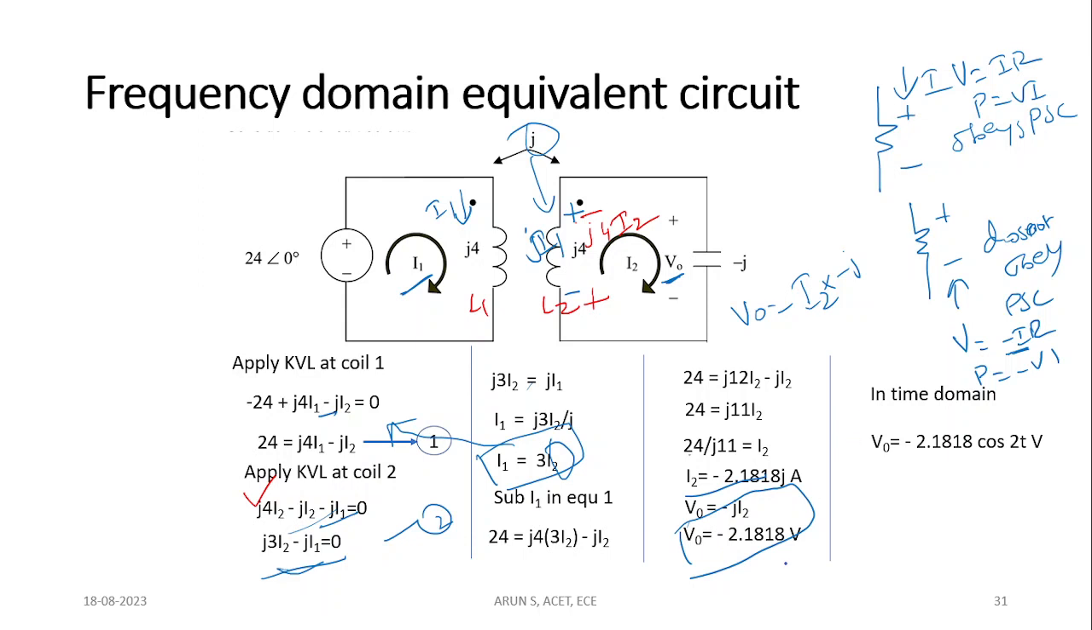In the time domain, I can write minus 2.1818 cos 2t, because the angle is 0 here. I didn't get any angle. It is written in the form Vm cos(omega t plus phi). Here phi is 0, so in place of Vm we have 2.1818, and omega we already know, which is in the first slide, 2t plus 0. This can be written as 2.1818 cos 2t volt.